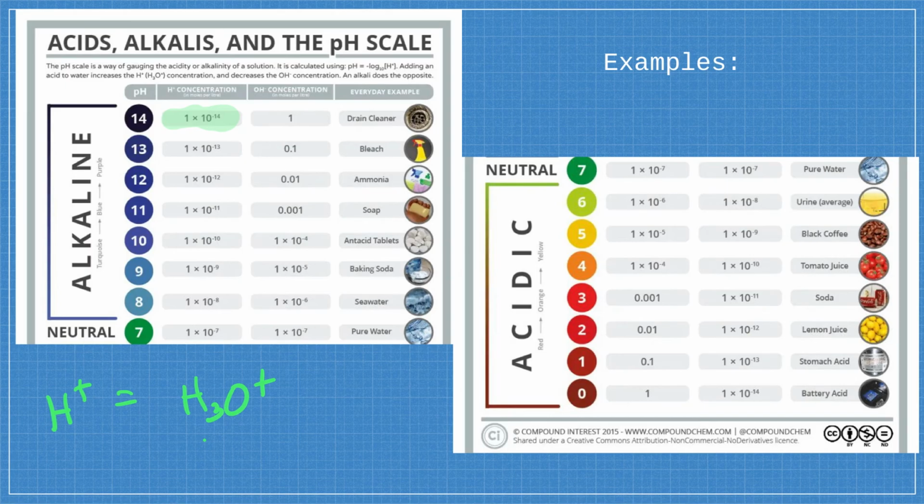And then if we look at acidic, battery acid has a pH of 0, which means its H plus concentration, or hydronium ion concentration, is 1. And that'd be battery acid. Urine has a typical pH of about 6. And then pure water has a pH which is neutral, which is 7.